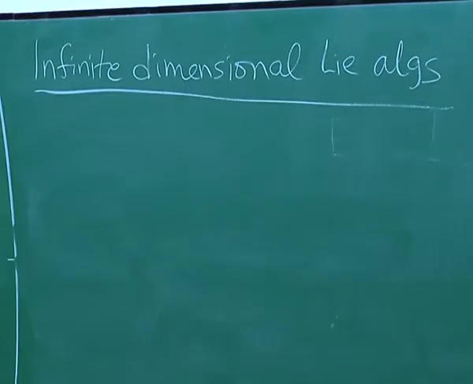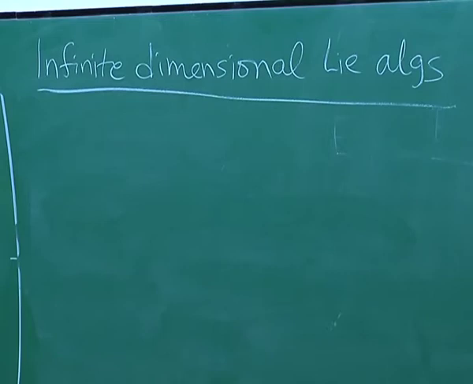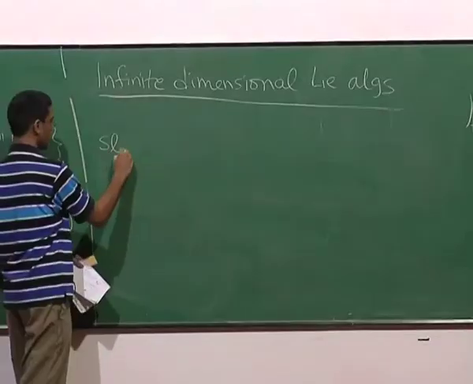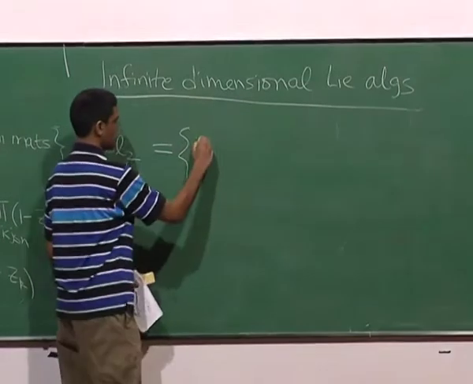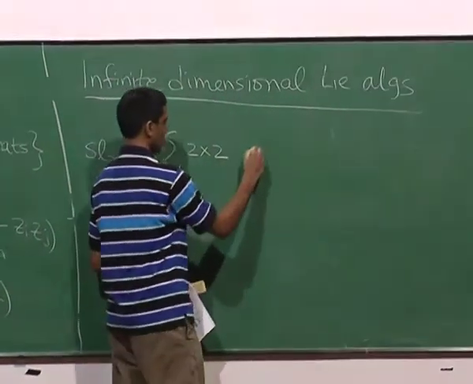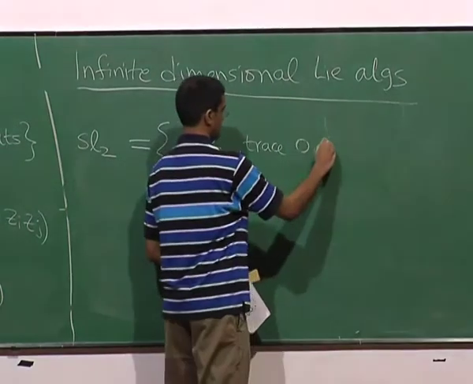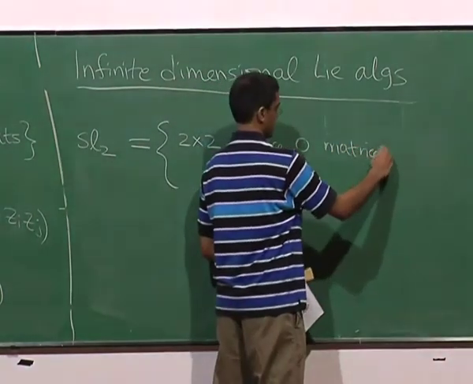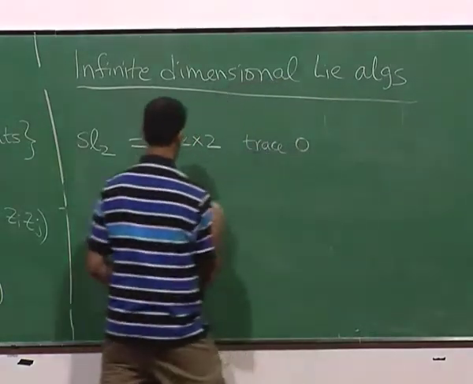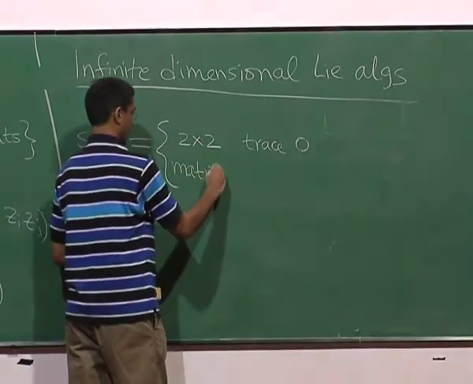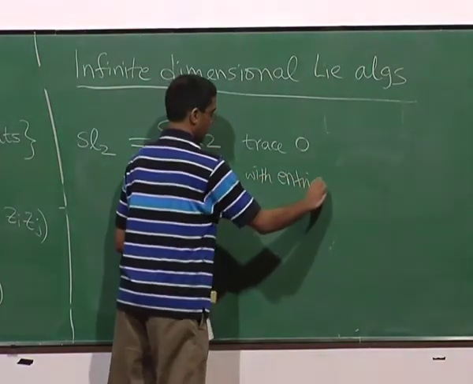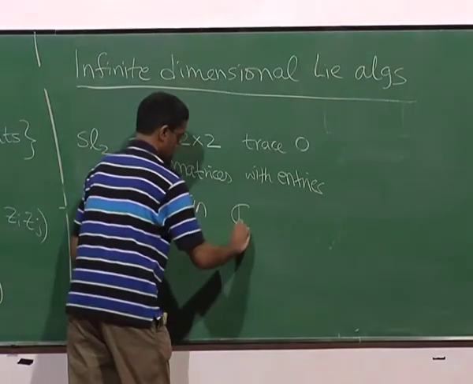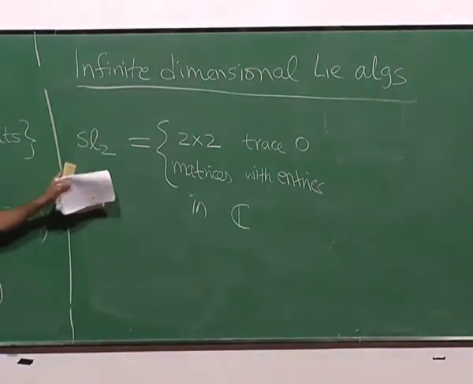So what does this mean? So I want now to construct a vector space over the complex numbers that is infinite dimensional. And so I will just do it by example again. So remember SL2. So SLN in general is supposed to be all n cross n matrices of trace 0. So 2 cross 2 trace 0 matrices with entries in the set of complex numbers, right? That was our definition of SL2.